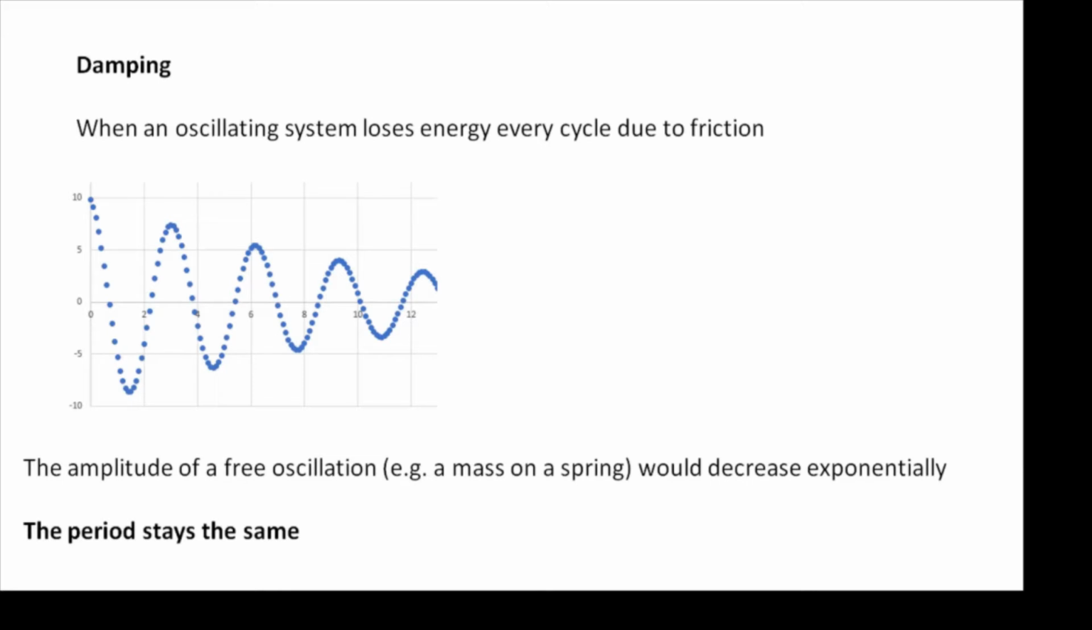If an object is oscillating like a mass on a spring freely, it won't bounce up and down forever. Eventually its oscillations will die away, and that's due to something that we call damping. Damping is when an oscillating system loses energy every cycle due to friction. It may be air resistance or some other kind of friction, but what happens is that the amplitude of a free oscillation will decrease exponentially. Note, however, that the period stays the same. It's just the amplitude which decreases.